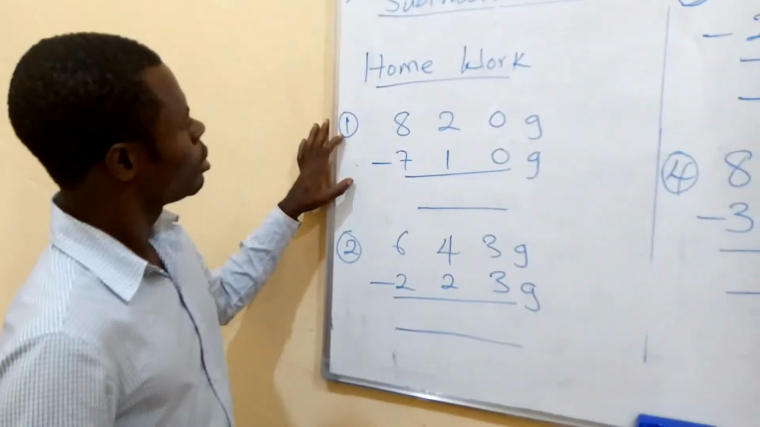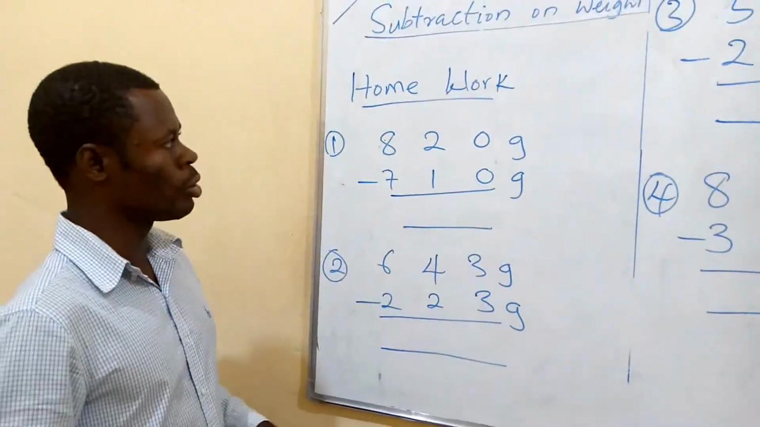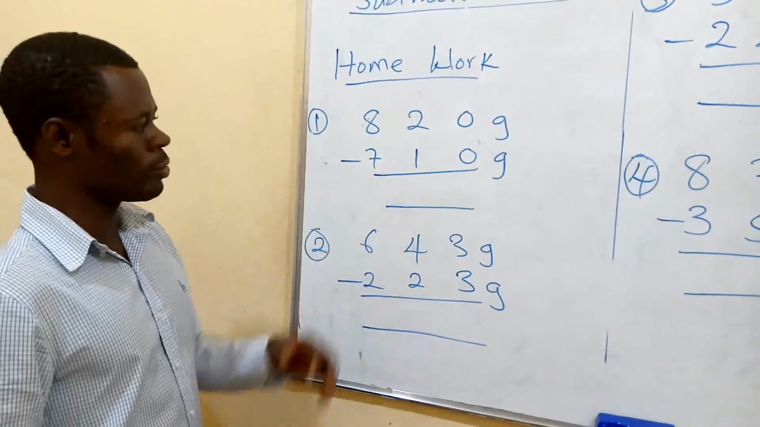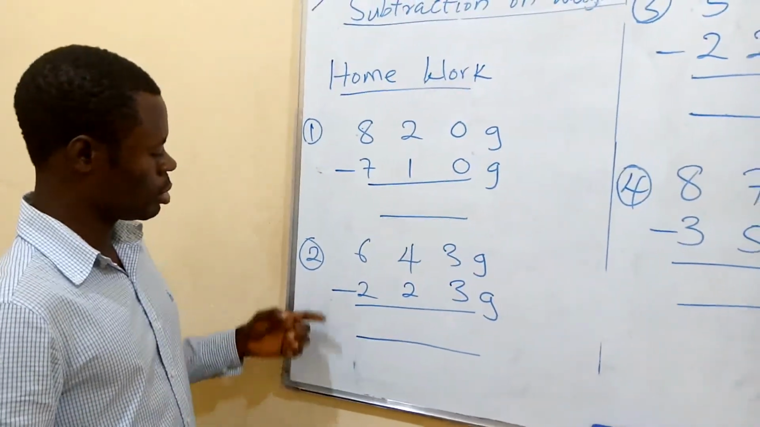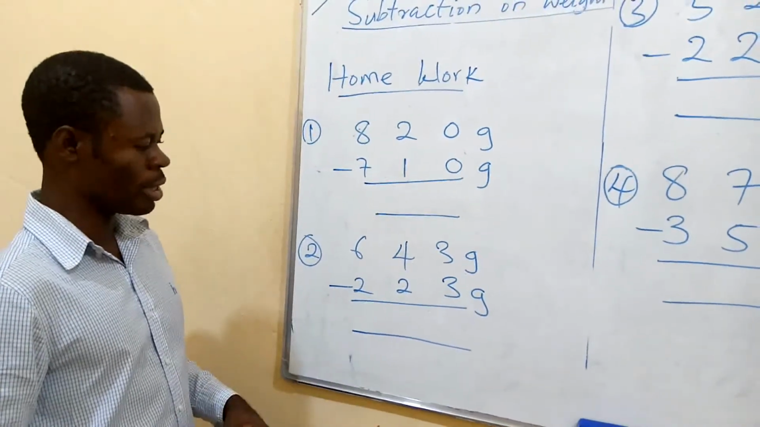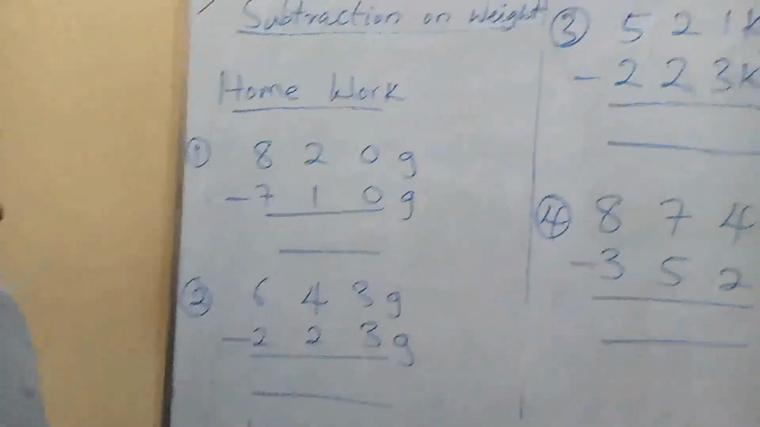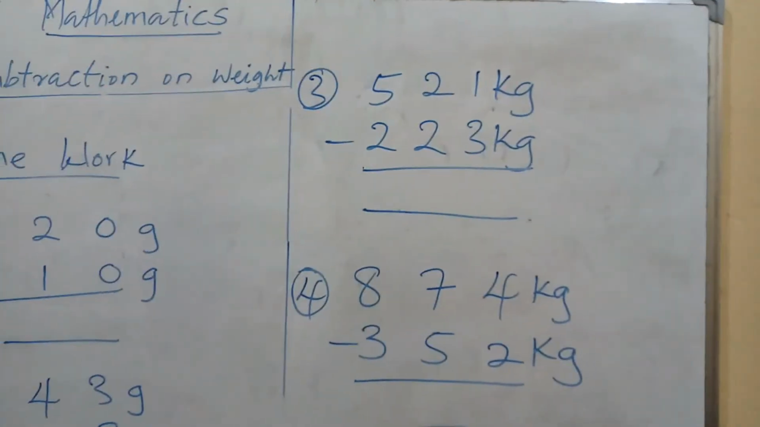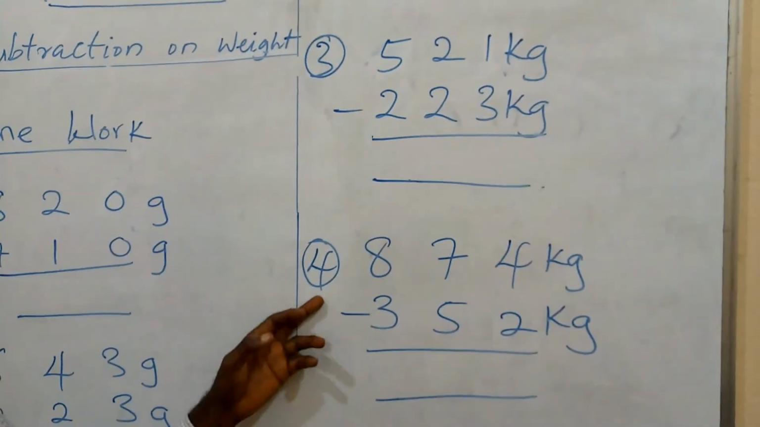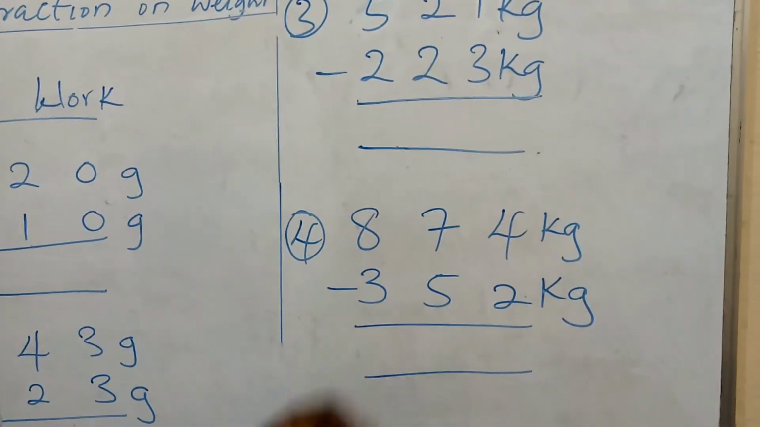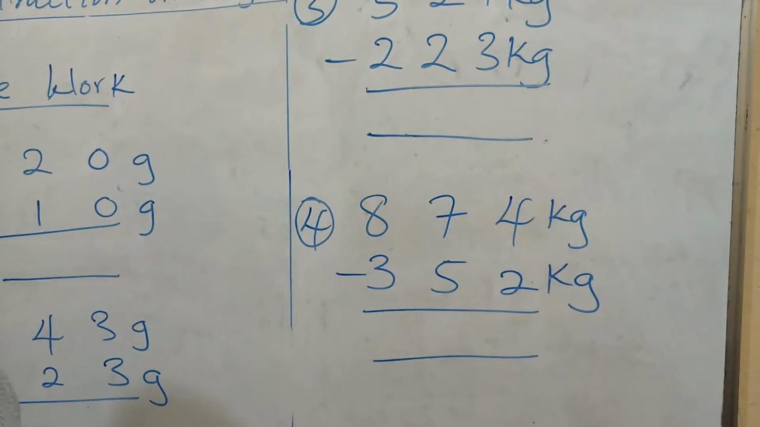Alright, here are the few questions I have for your homework. Number 1, 820 grams minus 710 grams. And number 2, 643 grams minus 223 grams. And number 3, 521 kilograms minus 223 kilograms. And number 4, 874 kilograms minus 352 kilograms.